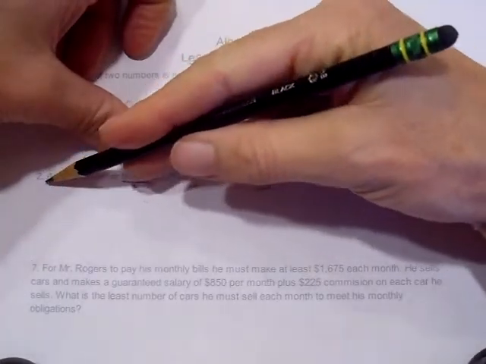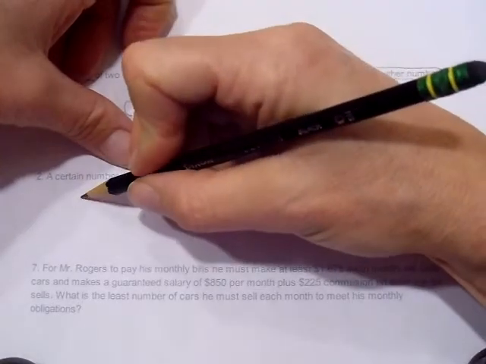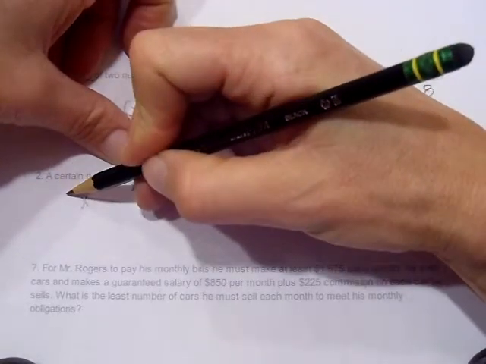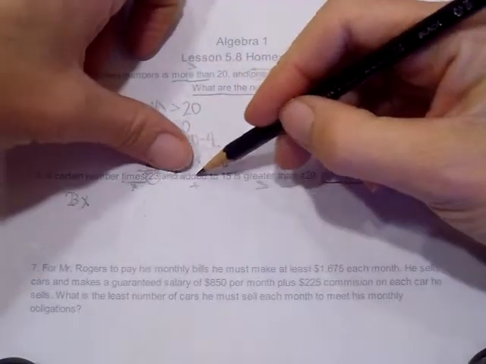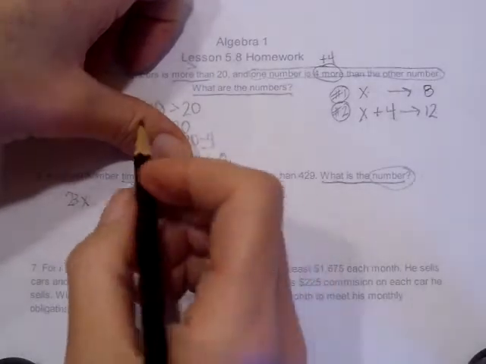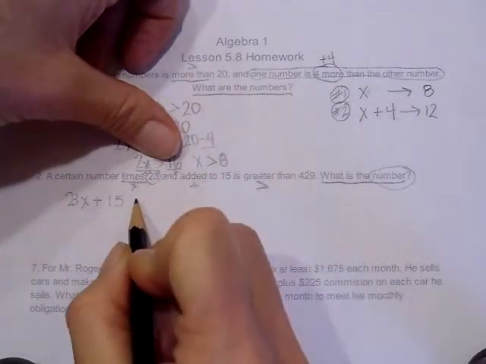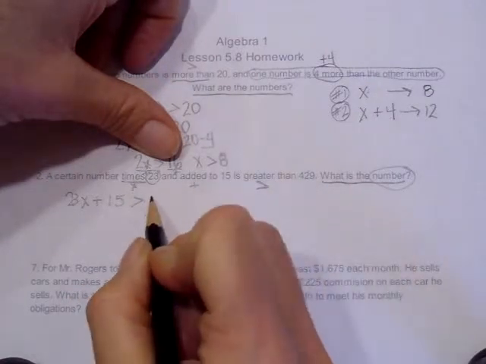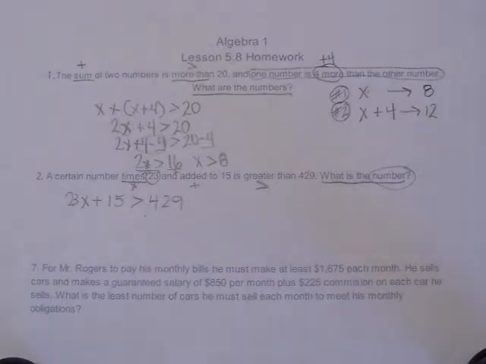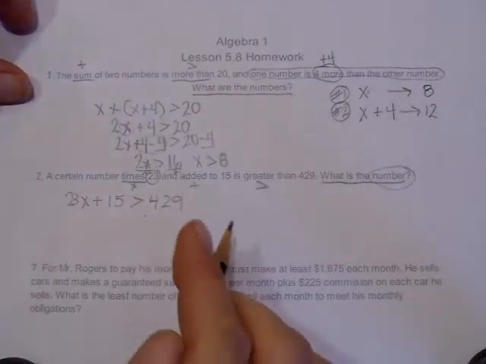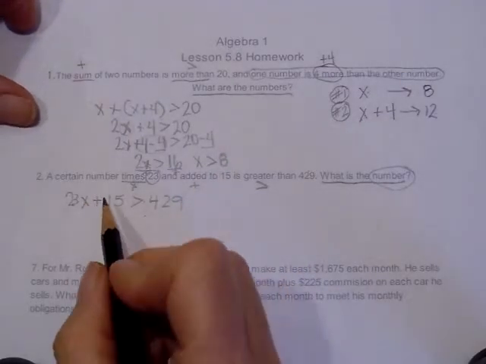So a certain number, there again, one number, a certain number times 23. So here's our certain number. If we multiply it times 23 and added to 15, added to 15 is greater than 429. Okay, so you've come up with your equation by just simply reading through and deciphering the words to symbols, and now you can solve easily for x.